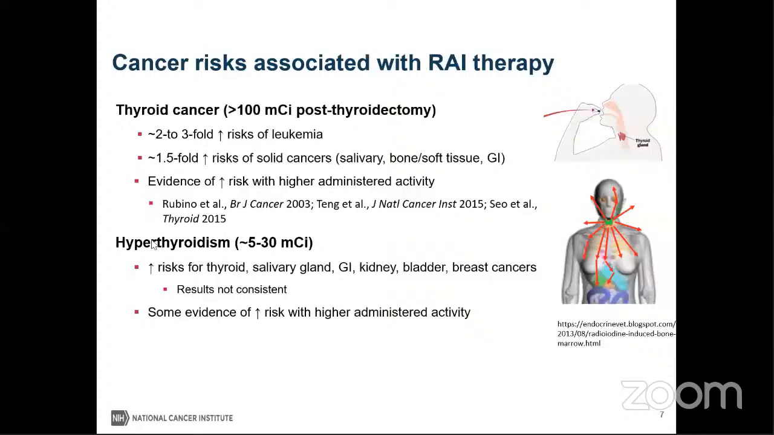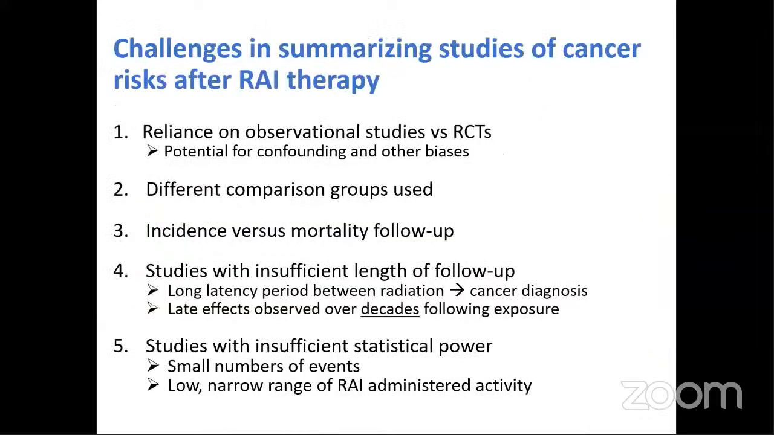The data for cancer risks in patients with hyperthyroidism have been much more limited and inconsistent compared to the literature on thyroid cancer, with some studies showing increased risks of some cancers and some not, and some studies showing increased risks with higher administered activity and some have not. I want to emphasize how challenging it is to summarize the literature on this topic and to directly compare the results across these studies in a review, or even more so in a meta-analysis.